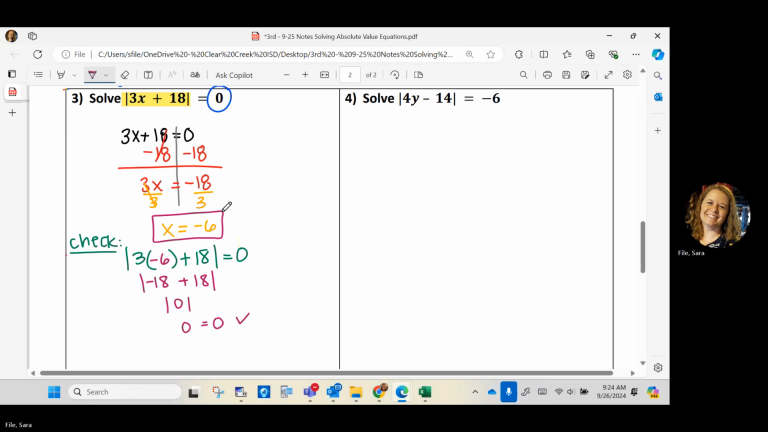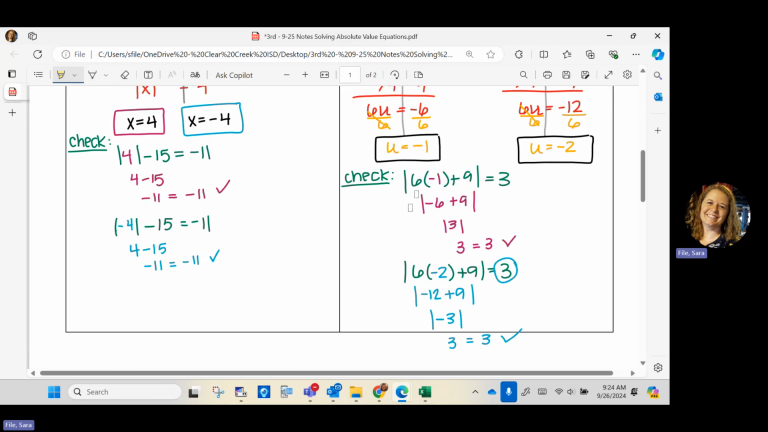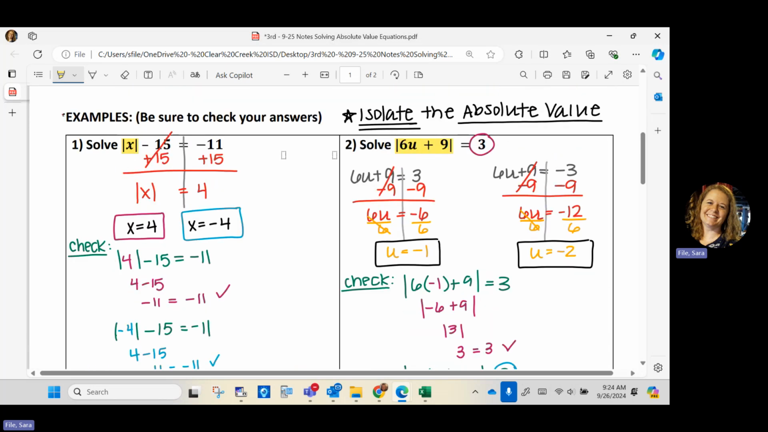Good? All right, does anybody notice anything different about number 4 compared to the ones we've done so far? Yeah, it's negative. So our absolute value is already isolated again. We've got our absolute value expression, and it's set equal to a negative. Okay, on the front, when we isolated, it was set equal to a positive, and here it's negative, but it wasn't isolated yet. Once we isolated it, it was equal to a positive.